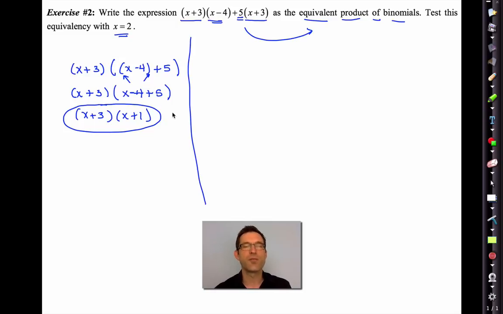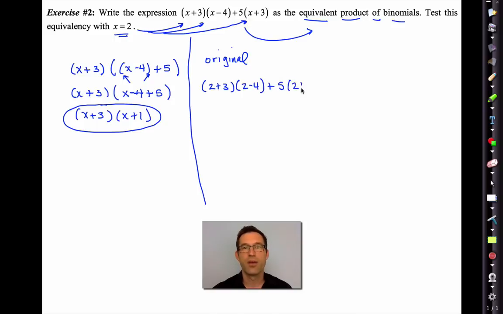Now again, the idea is for every value of x for which this expression is defined, and that's actually all values, all real numbers, that more complicated expression, this one right up here, and the less complicated one down here should be giving me the same value for every value of x. But we're going to just test it with x equals 2. And let's test my original. So I'm going to take 2 and plug it in and see what I get. Right, so I get 2 plus 3 times 2 minus 4 plus 5 times 2 plus 3.